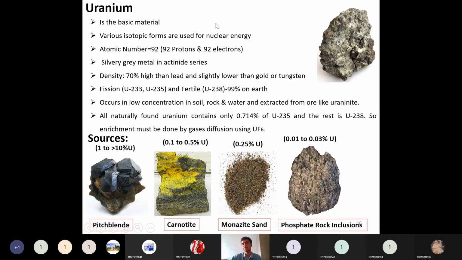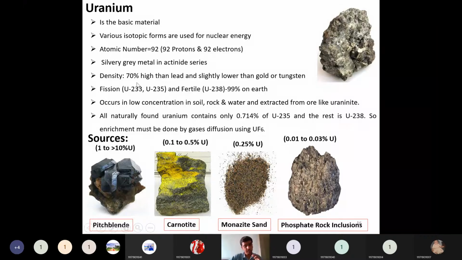What is the meaning of fission fuel and fertile fuel? The fuel which can directly be used in the nuclear reactor to generate electricity or power is called fission fuel. Whereas fertile fuel we cannot use directly in the nuclear reactor. That fuel has to undergo certain conversion processes before it can be sent to the fission reactors. So there are two types of fuels: fission fuel and fertile fuel.